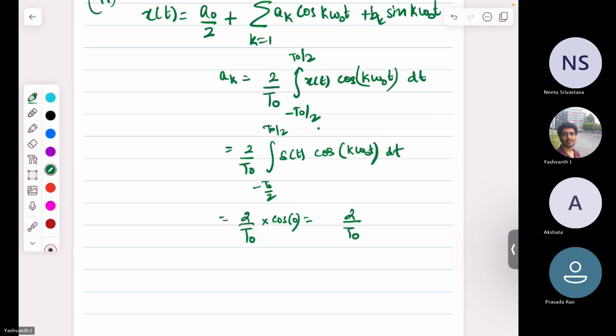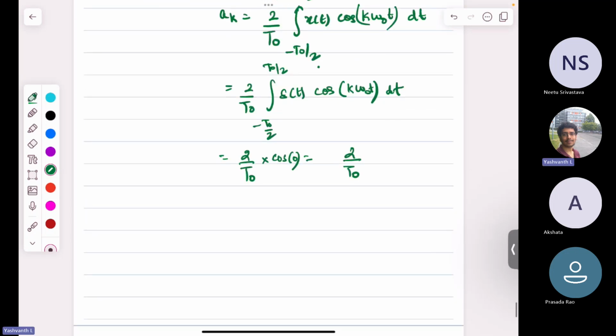And basically, what about your A naught? A naught you can obtain again. Recall the expression for A naught. It is 1 by T naught integral over one period T naught of x of t dt, which is nothing but, again you can show, that this comes out to be 1 by T naught.